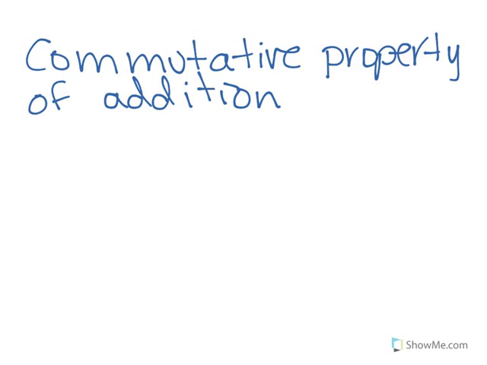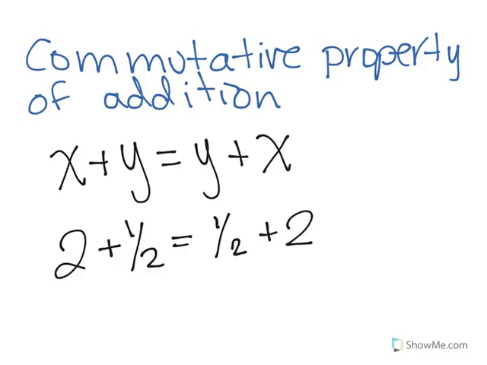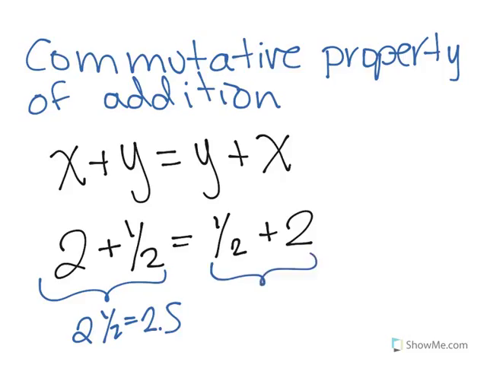We have almost exactly the same thing, but now with addition. So what this means is that if you have x plus y, then this is equal to y plus x. Very well now, so if we have 2 plus 1/2, let's just put it that way, then this is equal to 1/2 plus 2. Let's just make sure. This is equal to 2.5, and this is equal to 2.5 as well.